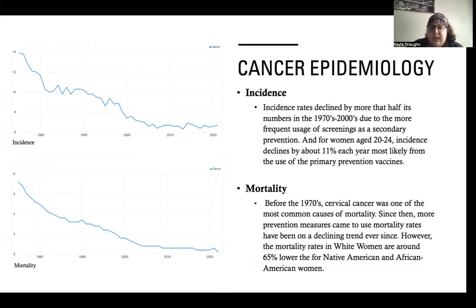Incidence rates for cervical cancer declined by more than half from the 1970s to the 2000s due to more frequent usage of screenings as a secondary prevention, and for women aged 20 to 24, incidence declines about 11% each year because we are now using primary prevention through vaccines more than ever. Mortality rates, like incidence rates, have been on a steady decline since the 1970s when those screenings became more frequent. However, mortality rates in white women are around 65% lower than in POCs such as Native Americans and African Americans.